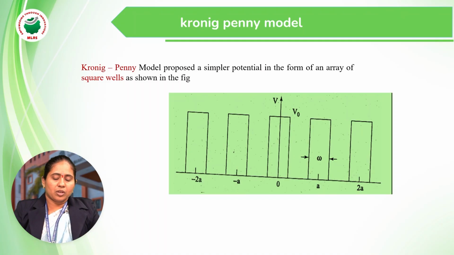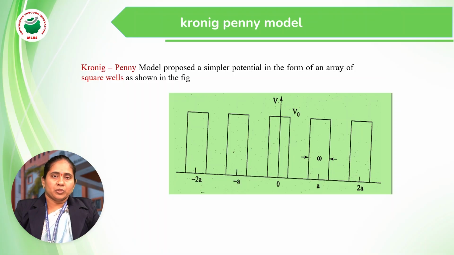So the Kronig Penny model was proposed in the 19th century. This is the zone theory, one of the developments of the free electron theory. The first theory is the classical free electron theory, second is the quantum free electron theory, third one is zone theory. Zone theory was developed by Bloch as well as Kronig and Penny.